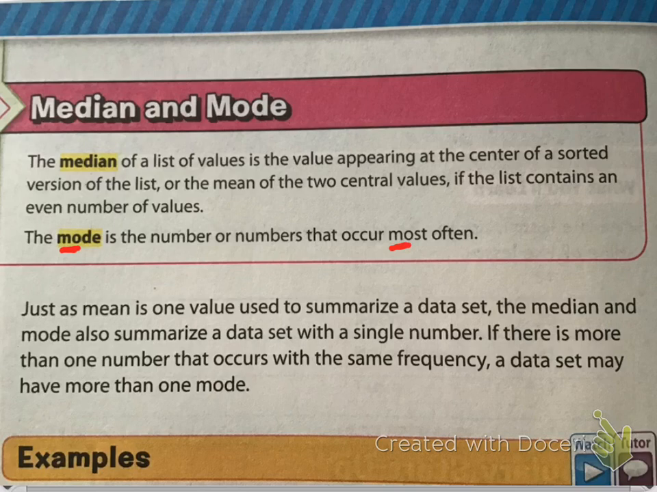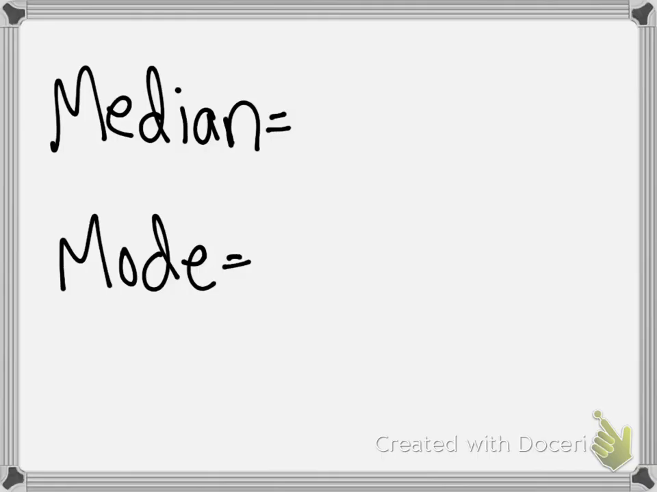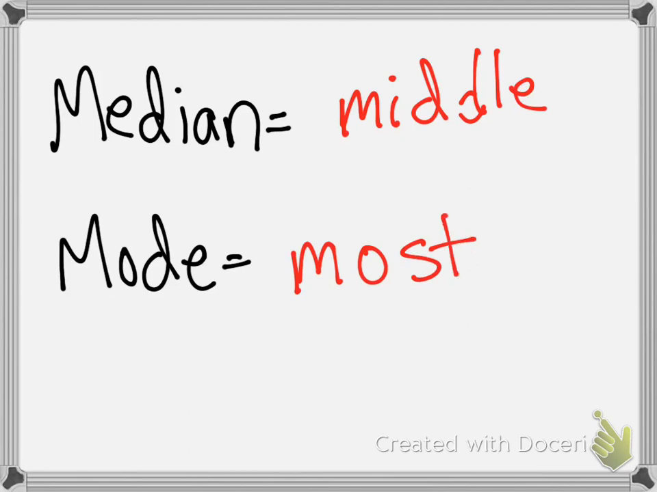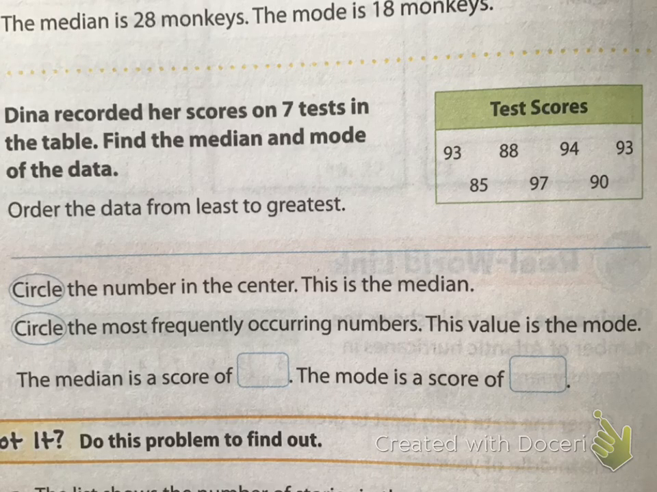As we mentioned earlier, sometimes a mode happens more than once. So median, like we said, is middle. Mode is most. We see those Mo's right there. Now, if we were looking at these things, Dina recorded her scores on 7 tests on the table. Find the median and the mode of the data.